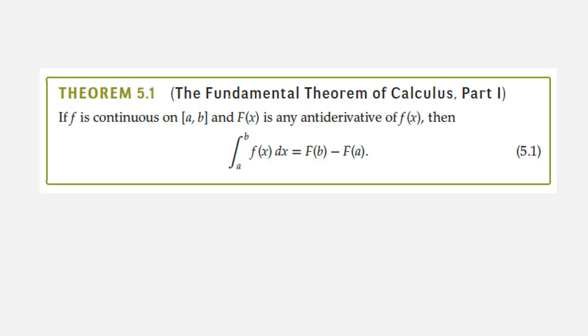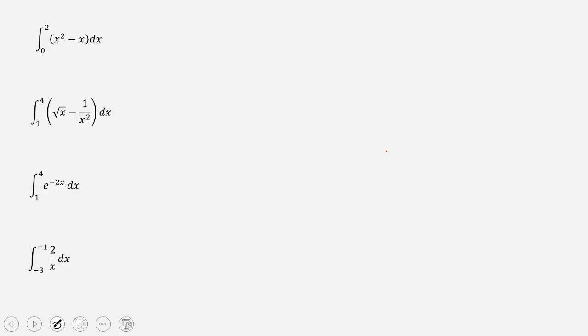The first part of the fundamental theorem of calculus: if f is continuous on [a, b] and F of x is an antiderivative of f of x, then the integral from a to b of f of x dx equals F of b minus F of a. Let's take some examples to understand this.